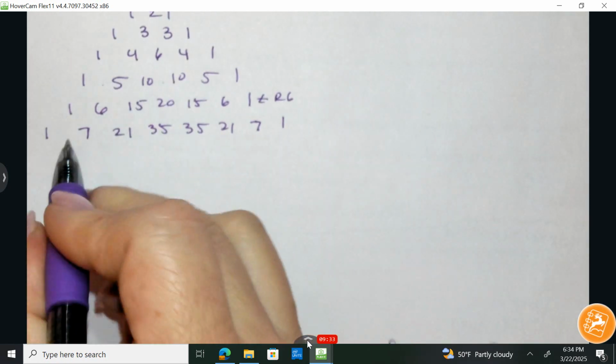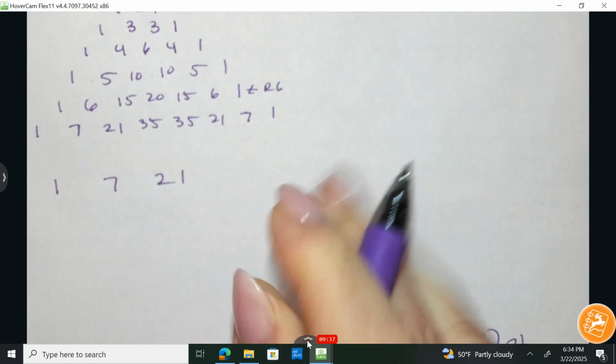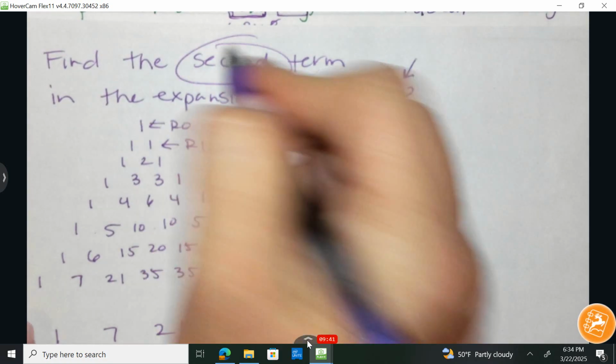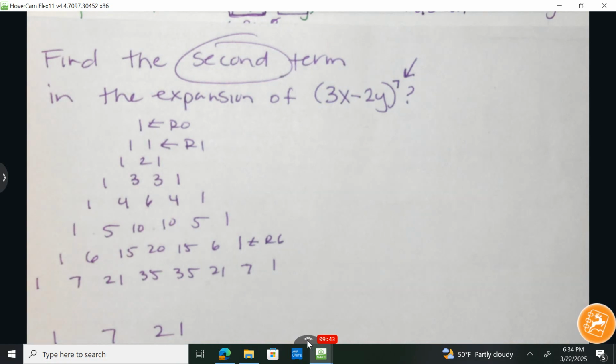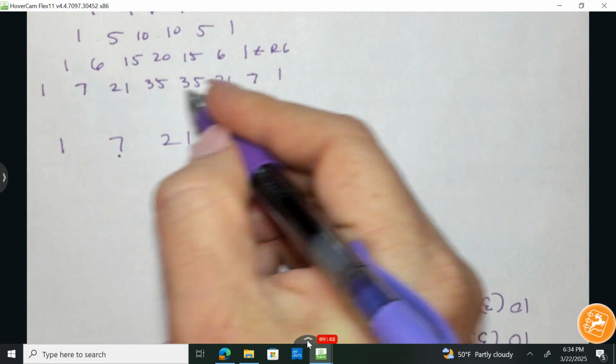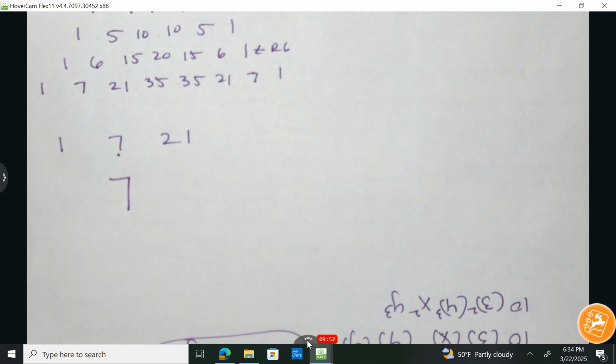Okay, so let's write this out. 1, 7, 21. Now, here's where, if you're starting to really catch on to this, we can start to be lazy. Efficient is what I like to call it. We want to find the 2nd term. So I know this is the 2nd term, right? And so do I really need to write all this out? I don't think it's really necessary. I know it's going to be 7. Now what I need to think about is, how do we do these other problems?